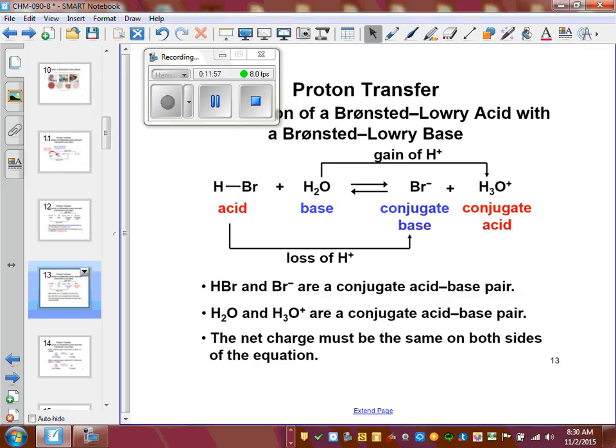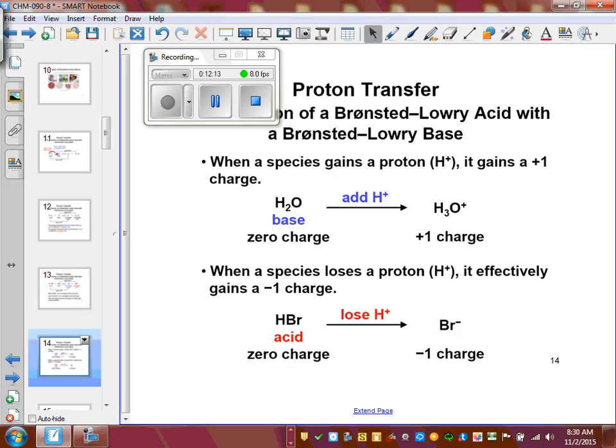So if I ask you to identify conjugate acid-base pairs, in this case, the pair would be HBr, Br minus, that's one, and H2O, H3O plus is the other. When a species gains a proton, it gains a +1 charge. If a species loses a proton, it effectively gains a -1 charge. So the H2O gained the proton, it becomes H3O plus. The HBr lost the proton, it becomes Br minus.